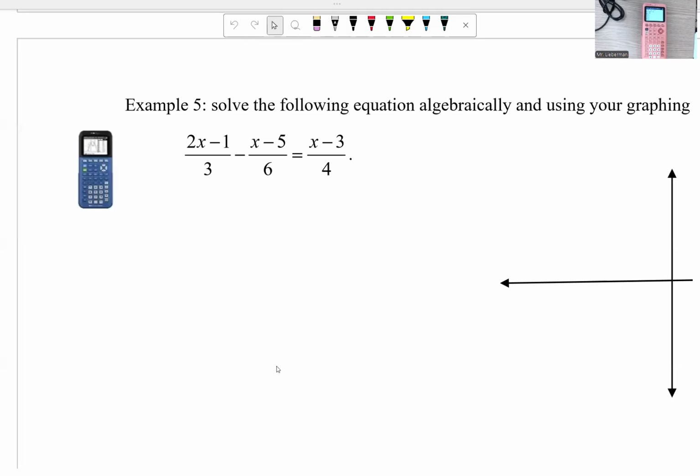And could you put the right side in Y2? And again, just check in with your neighbor. If they may be lost, they may have missed a step. So what are you doing?